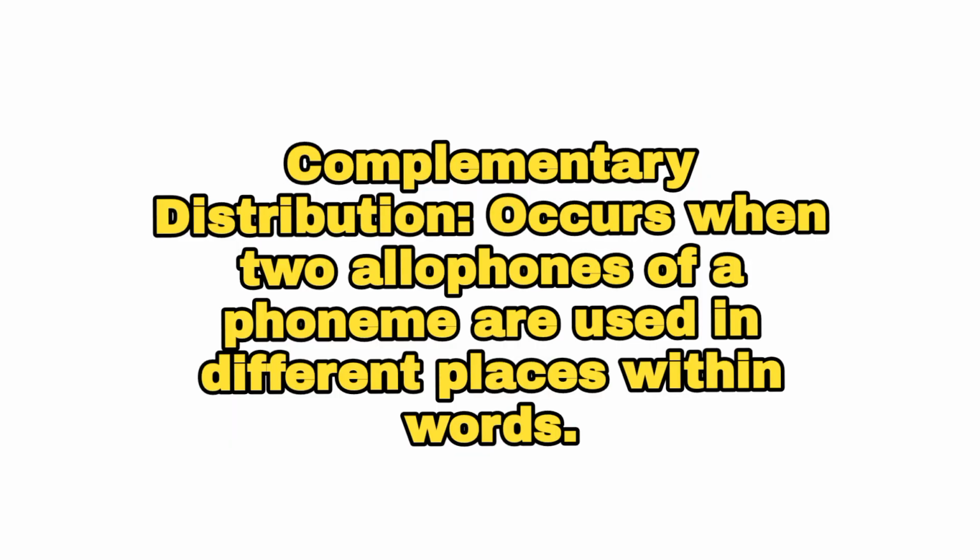Point number 5: complementary distribution. The definition: it occurs when two allophones of a phoneme are used in different places within words. Example: the pronunciation of T with aspiration in "tar," without aspiration in "star."